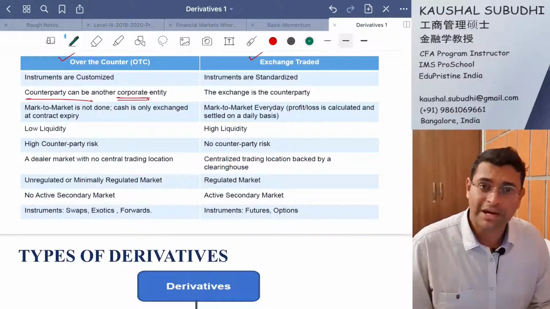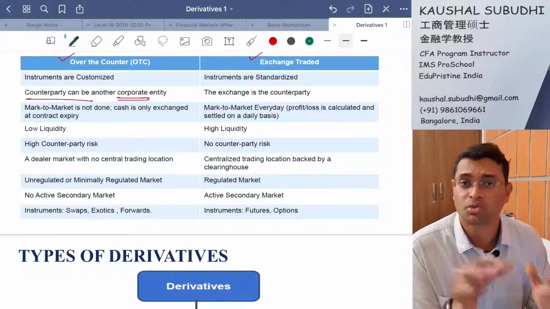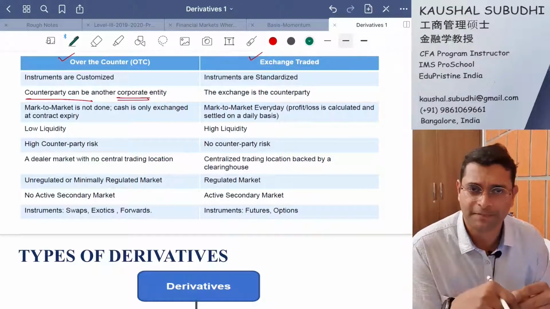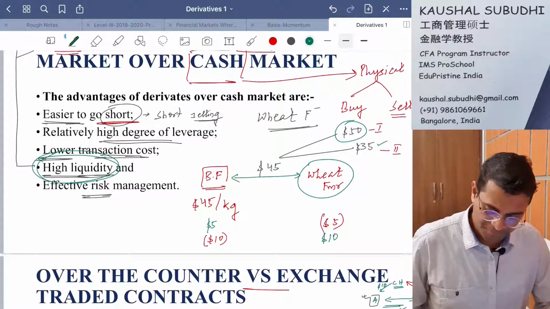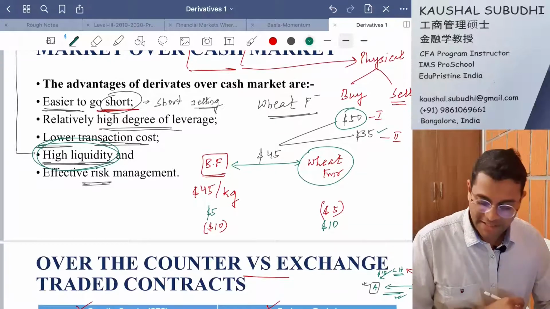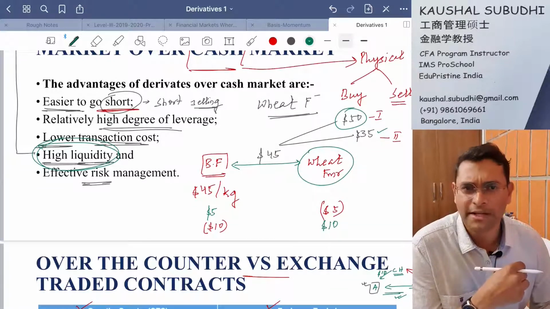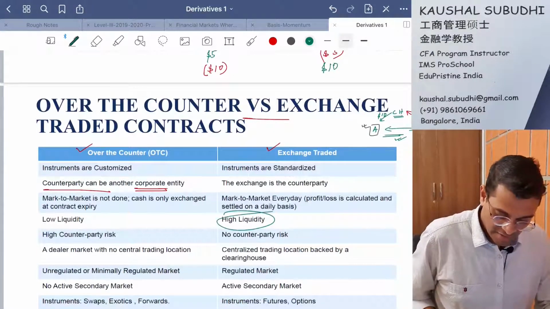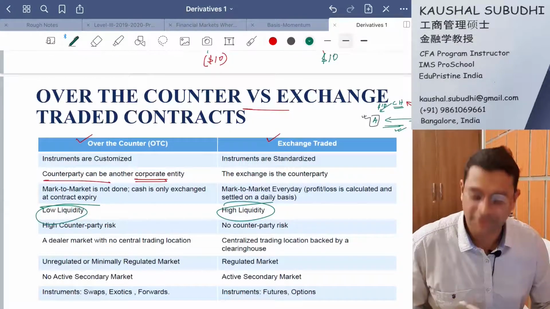In exchange traded derivatives, you get a feature of mark to market. In OTC, you don't have that. The securities are not marked to market. What does mark to market mean? That would be a detailed discussion which is going to be done later. Liquidity is very high, as mentioned here. The liquidity is very high in derivatives, but always remember that not all derivatives have high liquidity. For example, exchange traded derivatives have a higher amount of liquidity, but OTC derivatives have a lower amount of liquidity.